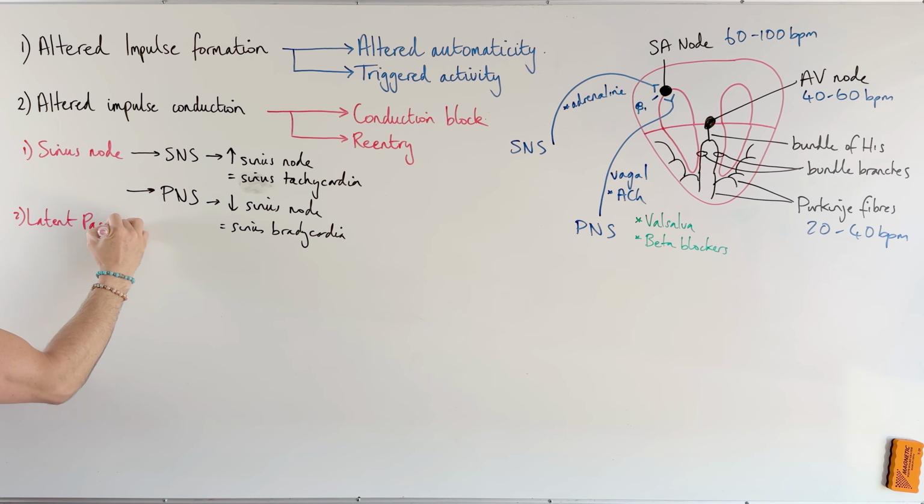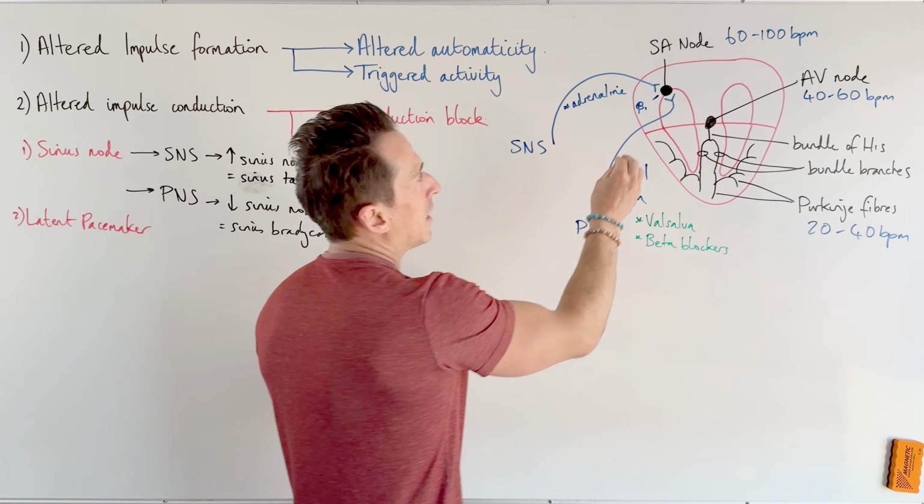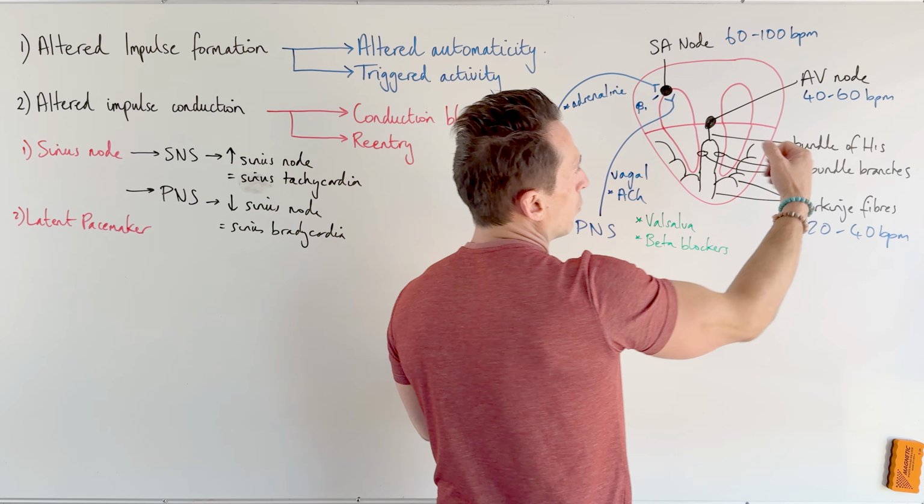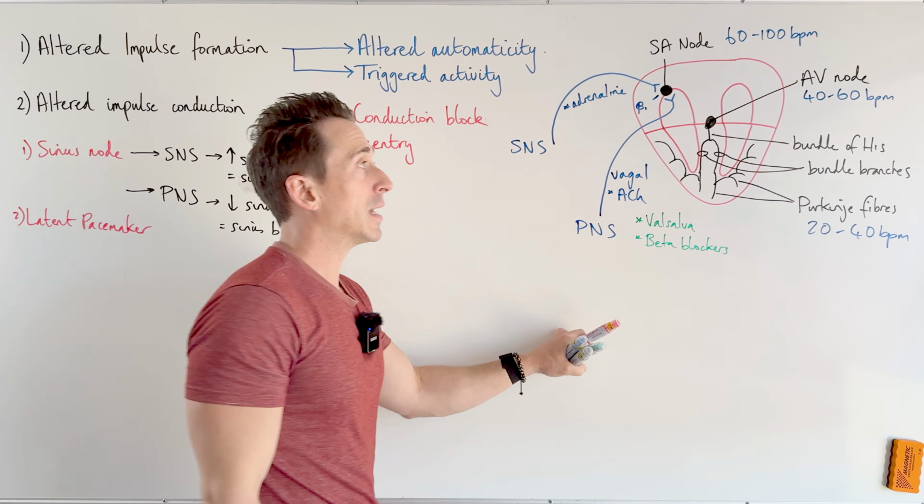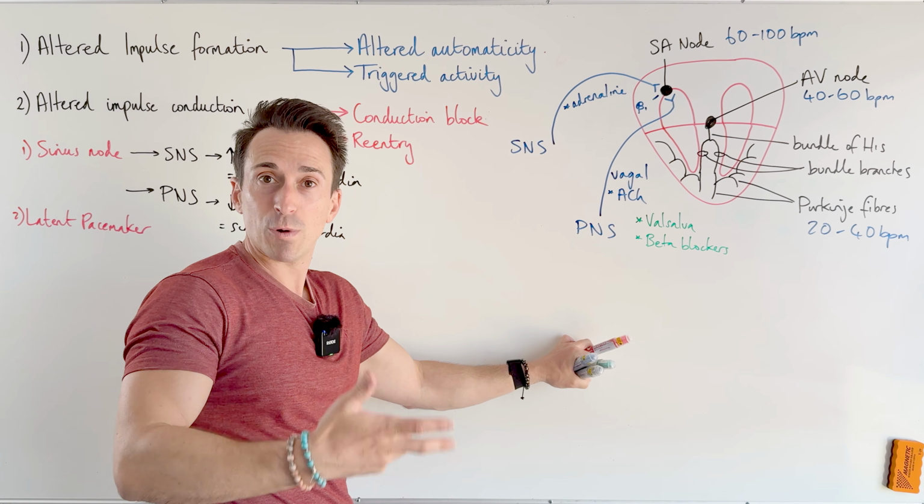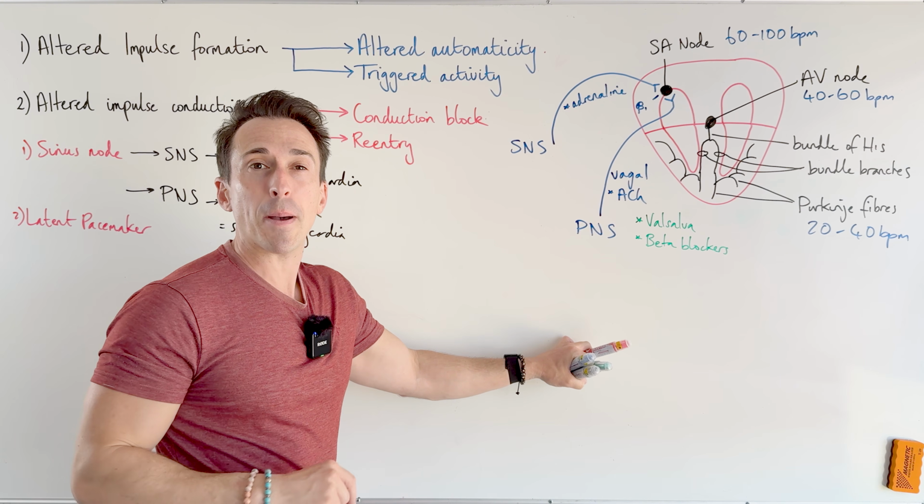Latent pacemaker. So again, this happens when the SA node cannot maintain its own rate and the others need to kick in. Which do you think is going to kick in next? The AV node. So the AV node will kick in and now set a new rate and rhythm. This is what we call an escape beat.